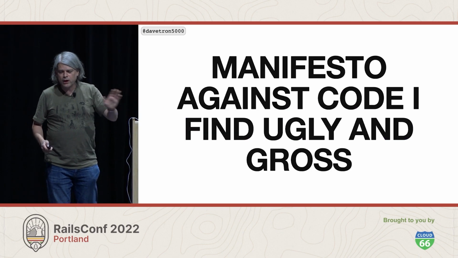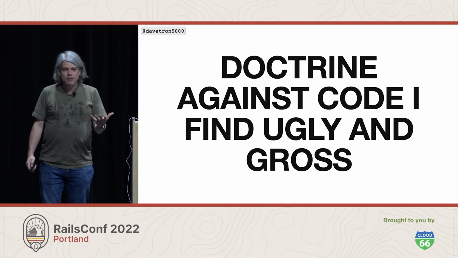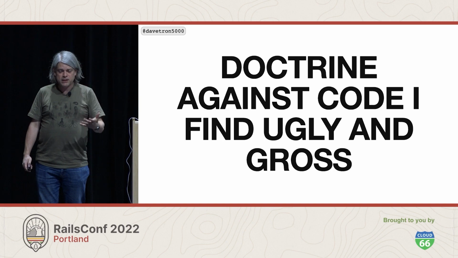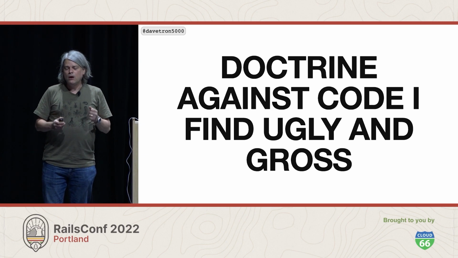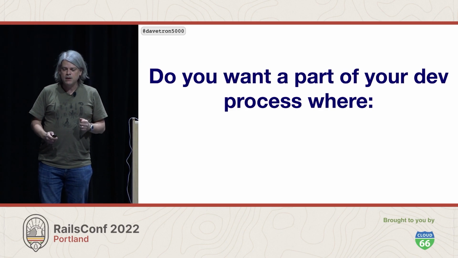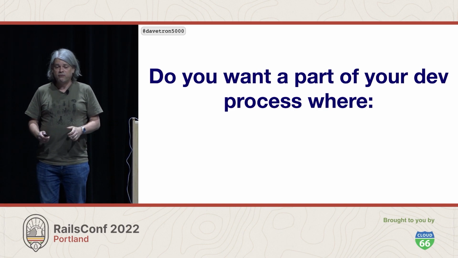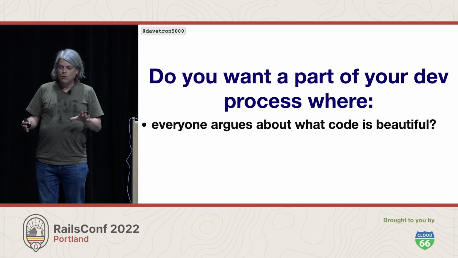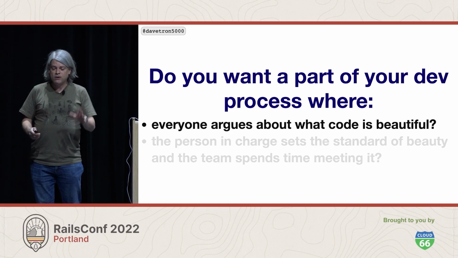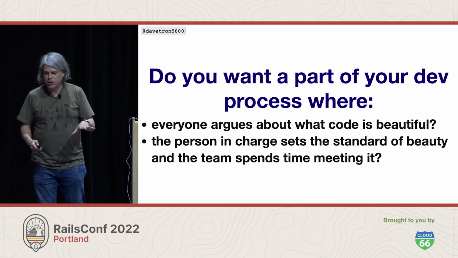Okay, so ugly code. Sorry, a doctrine against code that I find ugly and gross. I gotta be honest, I don't have a lot of sympathy for this particular argument. If you were saying, we value beautiful code, what does that mean? That means that in your process for writing software, you gotta have a step before you ship where you argue about if the code is beautiful enough to ship. Right? Now, realistically, what happens is you got one person in charge, and they set the standard of beauty, and then everyone else has to meet that standard of beauty.